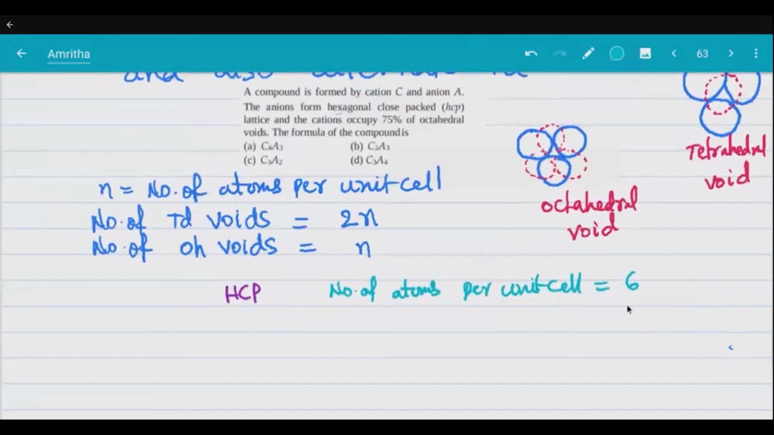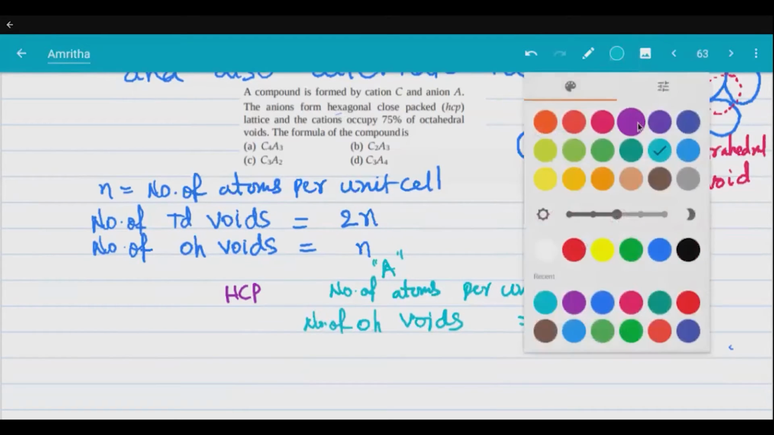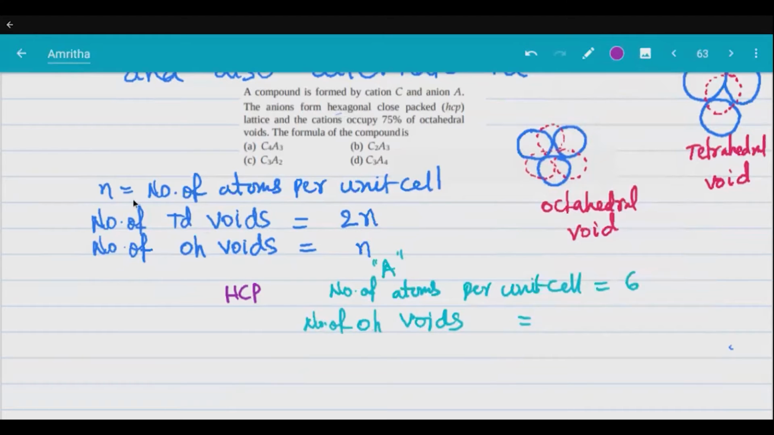Number of what atoms here? Number of anions, A ions. So the number of atoms per unit cell is 6, so A is 6. I'm writing A. How many C should be there? It is based on voids, right? Octahedral voids now. How many should be there? We just discussed this, right? If there are 6 atoms, there are 6 octahedral voids.